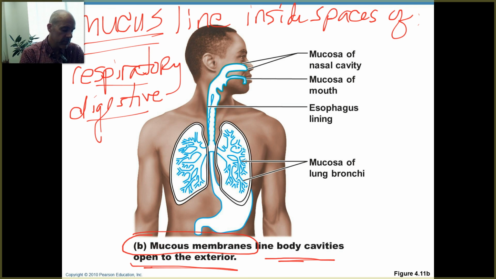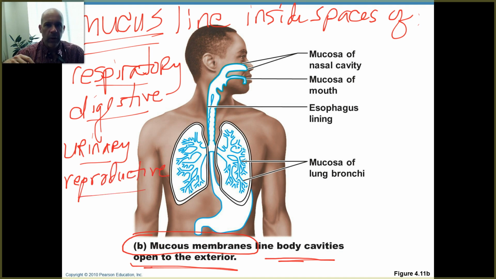Urinary system. So the inside of your urinary bladder, the urethra, the ureters, the space on the insides of those organs is lined with a mucous membrane. And then the last one is your reproductive system. So the uterus and the vagina in a female are lined with a mucous membrane.